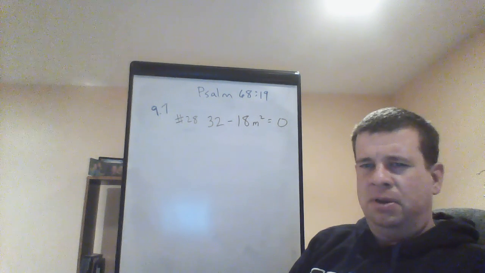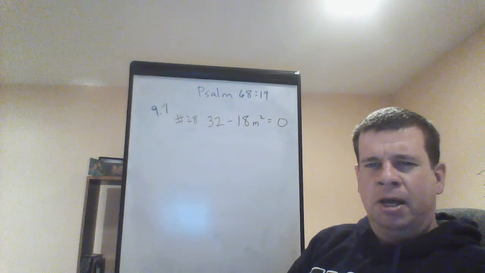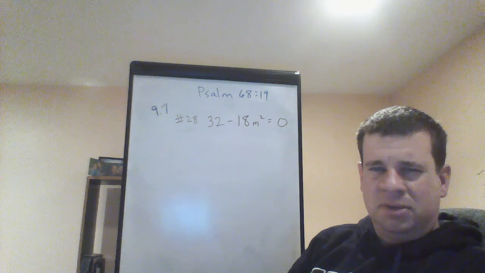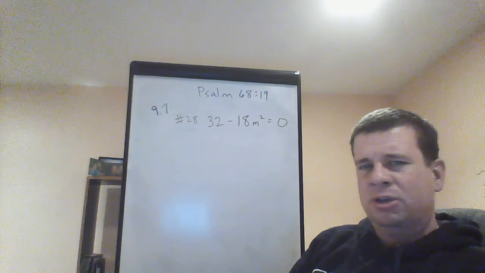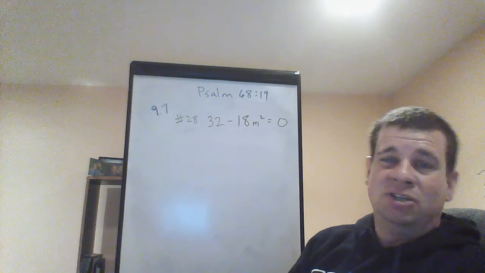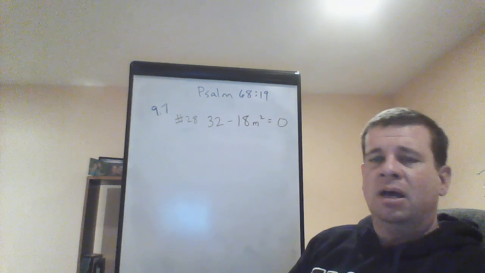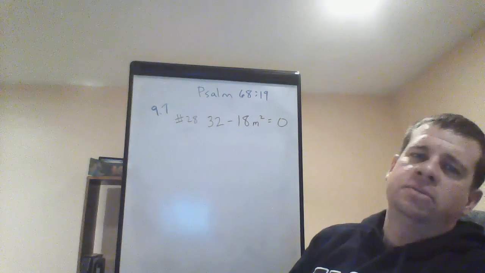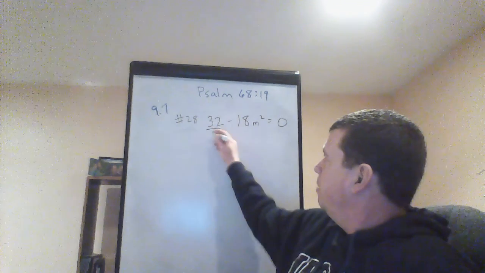Let's see, they're both even, so they're divisible by 2. Is there anything else that goes into both of them? 3 goes into 18, but not 32. 4 goes into 32, but not 18. Yeah, I think 2 is the best we can do. I just wrote a poem. All right, so let's divide them both. Let's divide everything by 2.